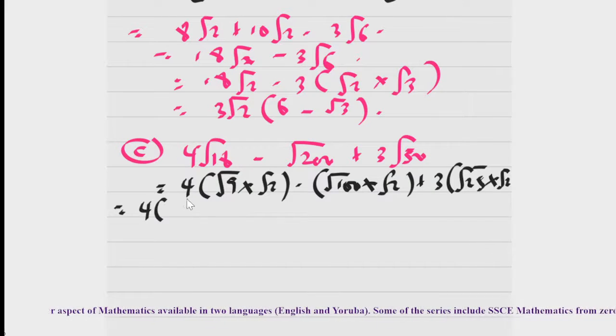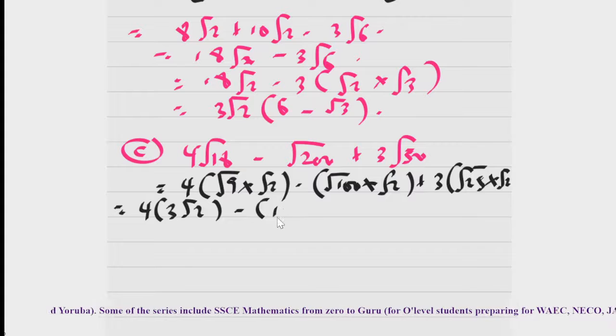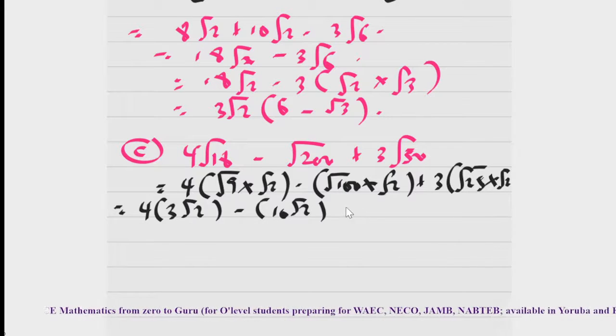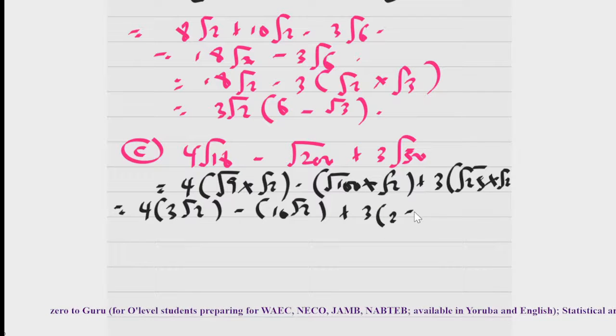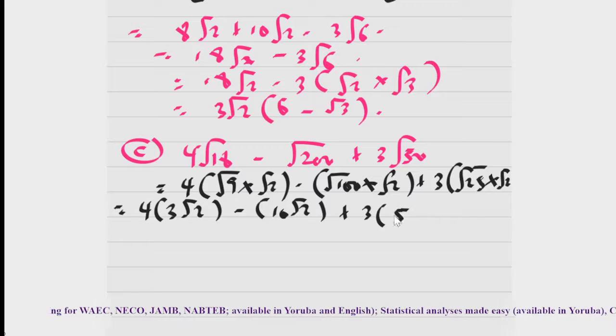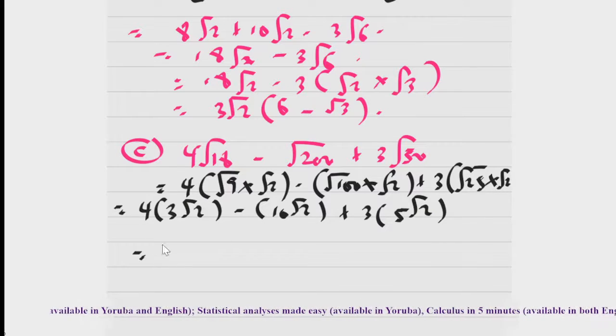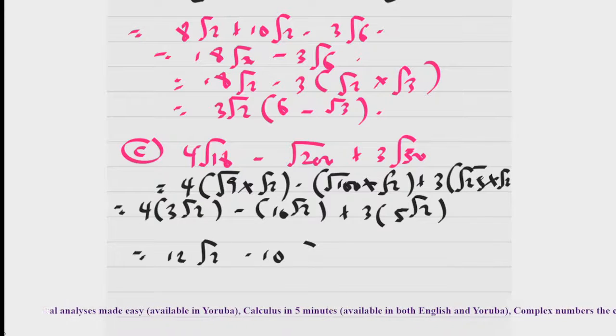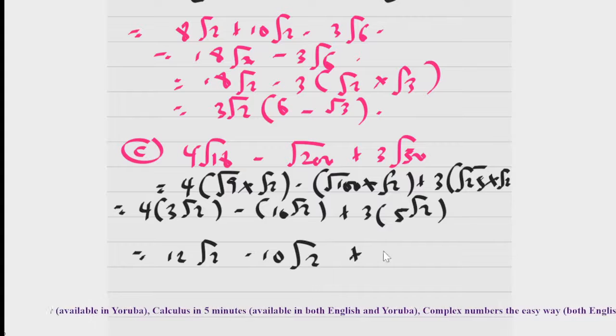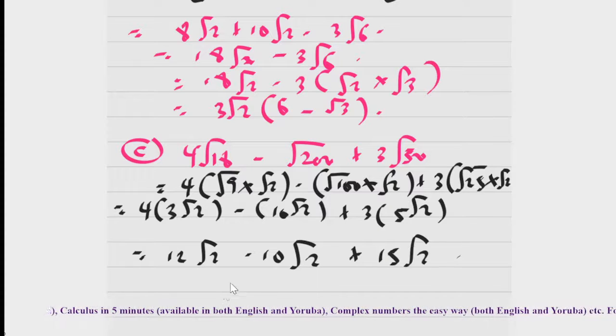So this will now give me 4. Root 9 is 3. Root 3 root 2 minus, that is root 100 is 10 root 2 plus 3 into what? 5, not 25. Let me just clean this guy. 5 root 2. I hope you understand. So you can open the bracket. This will give you 12 root 2 minus 10 root 2 plus 15 root 2.